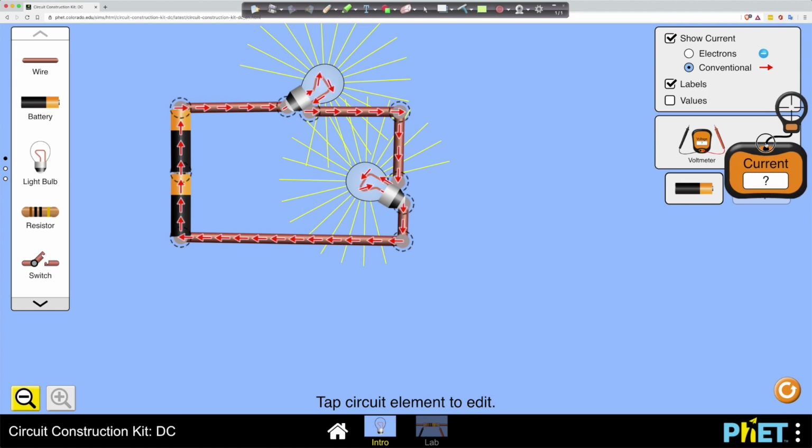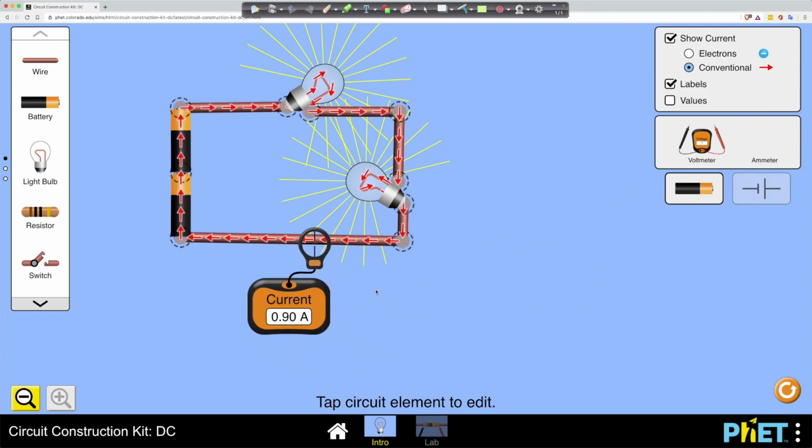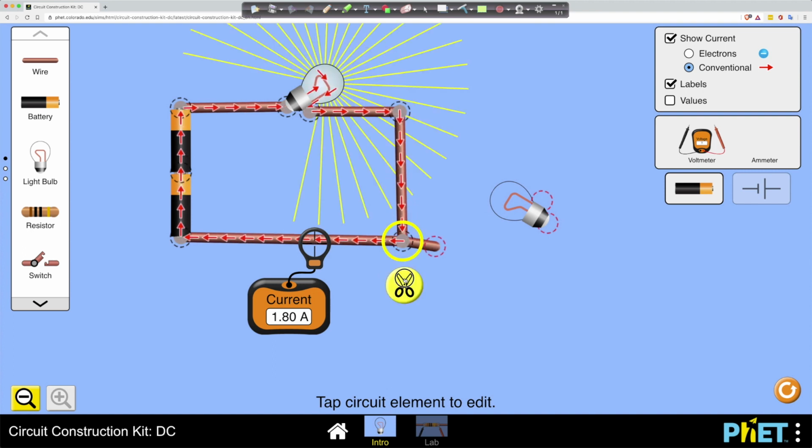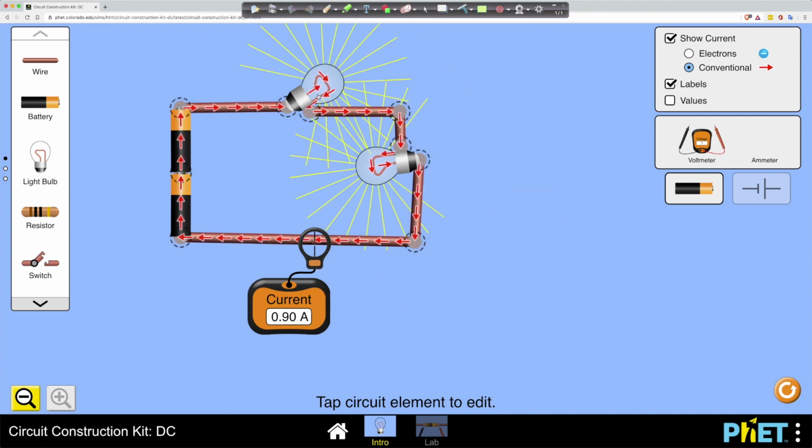All right, so now I'm going to put this here. Now I'm going to break this apart again. I'm going to remove this, and then I'm going to reattach it. Notice the current. Break it apart. Do you see what happened? The current is cut in half now. Well, what occurred? Why is that?